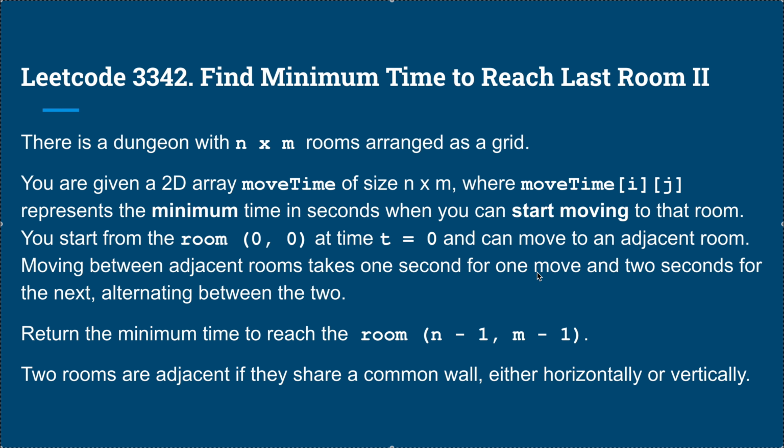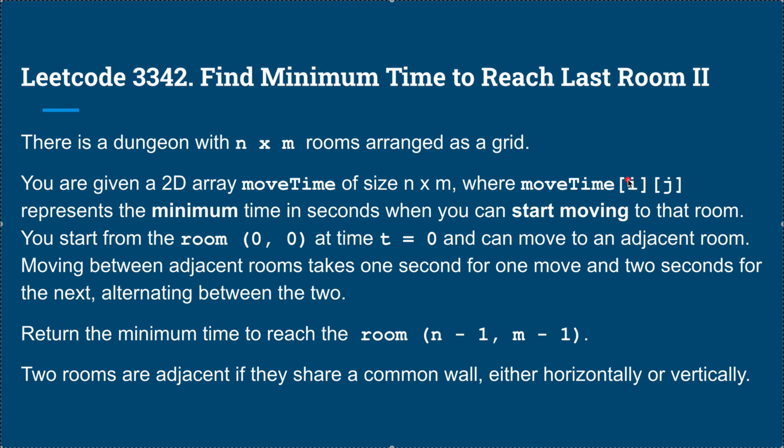So each cell has a certain constant, right? So you can only enter it at or after its move time. For each cell there is a constant, so you can only enter at the given move time at i,j, or after the given move time at i,j, right?